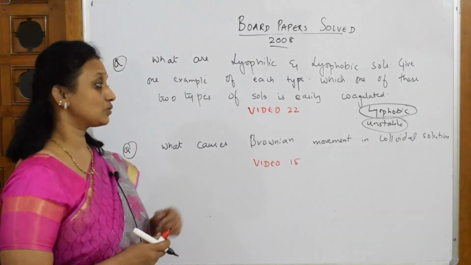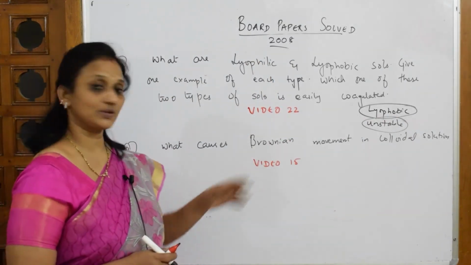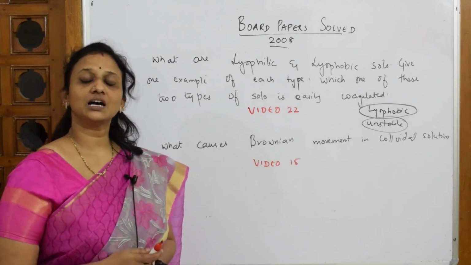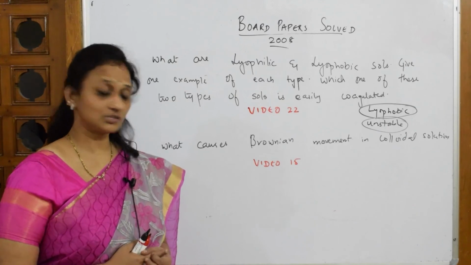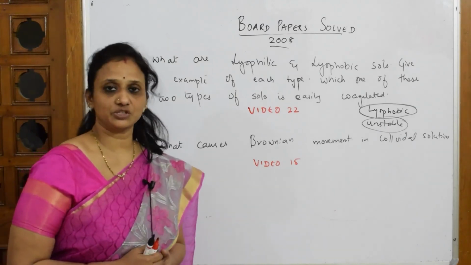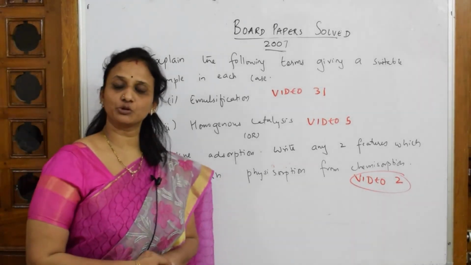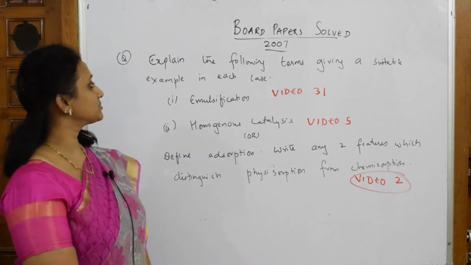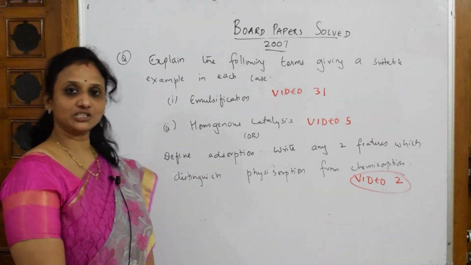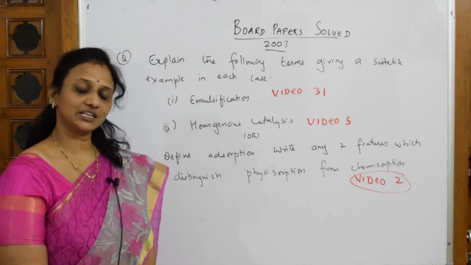Next, what causes Brownian movement in colloidal solutions? I did this in video number 15 under the thumbnail, does Brownian movement affect the stability of colloidal salts? So watch that video for the information. Let's come back and do the last board paper, your 2007 paper. What do they give us? Explain the following terms, giving a suitable example in each. Emulsification, the same question again.